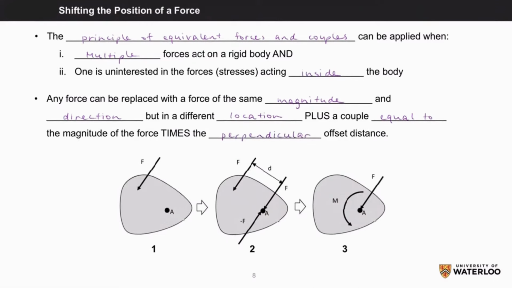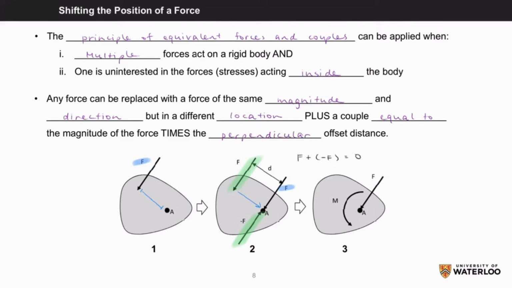The first figure shows a force F acting on the body at some distance from point A. In the second figure, we shifted the force so that it acts in a different location, which is now directly on point A. And we've added a couple as described by the principle above. If we compare figures 1 and 2, you'll notice that they are equivalent since the vector sum of the two forces acting at point A, F plus negative F, gives us 0.